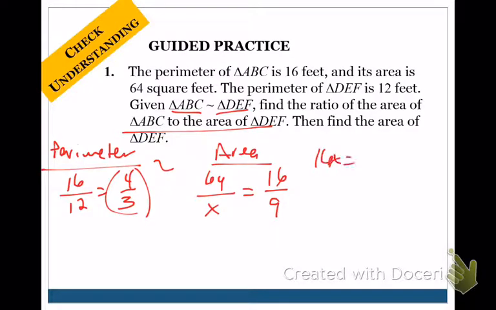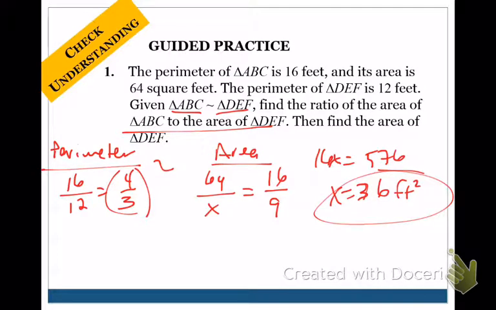multiply, right? And we get 64 times 9, which is 576. Then divide by 16. And so the area of DEF is 36 square feet. Okay? That's the ratio of the areas, and that's the actual area of triangle DEF.